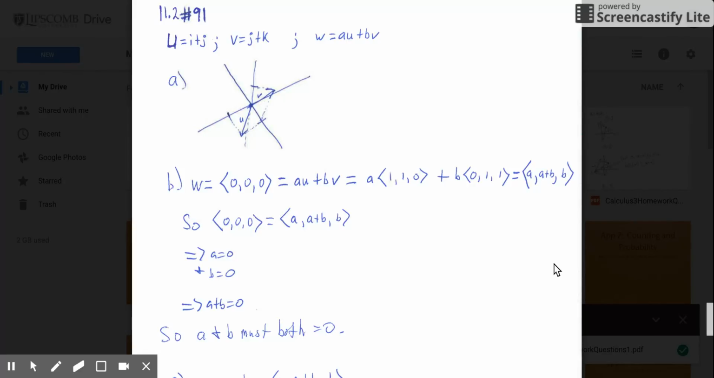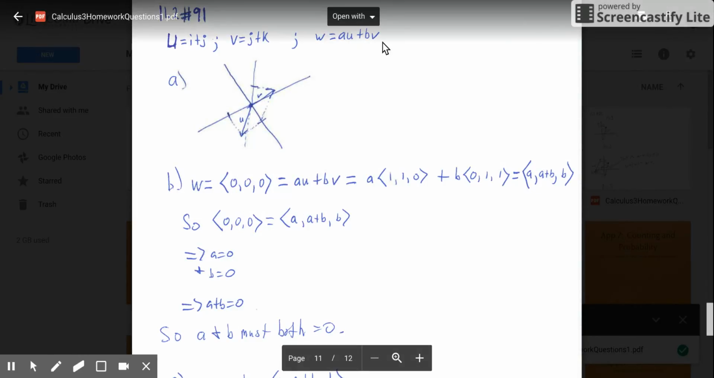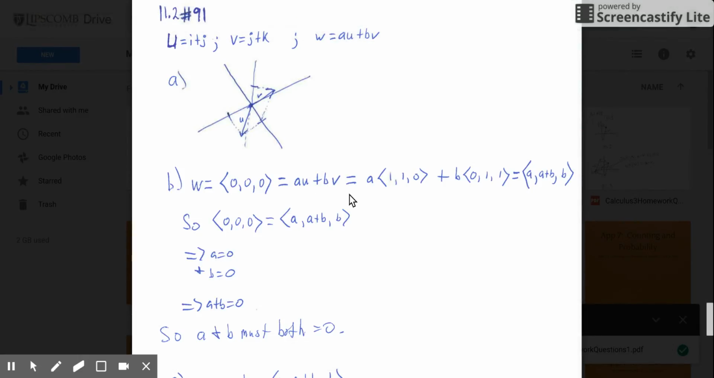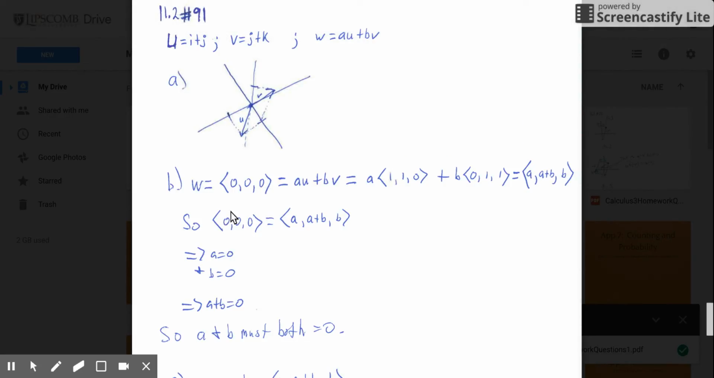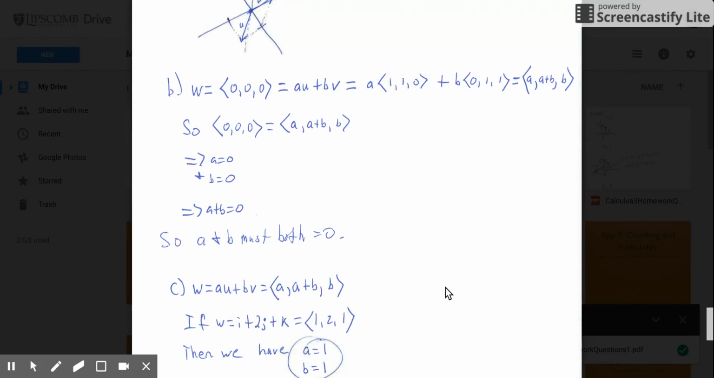Second, we are asked to, if w equals 0, show that a and b must both be 0. So, all right, I'll assume w is 0. And w is also given to us as au plus bv. So au plus bv then is equal to a times u plus b times v. That gives us the following for the vector w. But again, it's equal to 0, 0, 0 in this case. So we have the following correspondences. a must be 0. b must be 0. Okay, a plus b must also be 0, of course. All right, so then we got it to be 0.